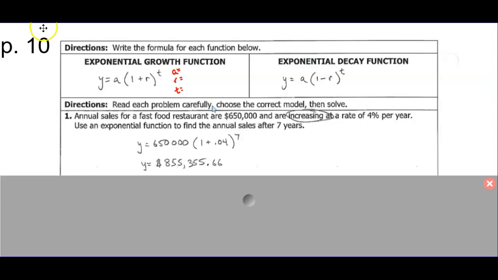All right, so your assignment for the class period: finish pages 10 and 11. Go back to pages 16 and 17, do your exponent rule problems, and then check in on Delta Math. You need to be ready for your quiz on Friday.